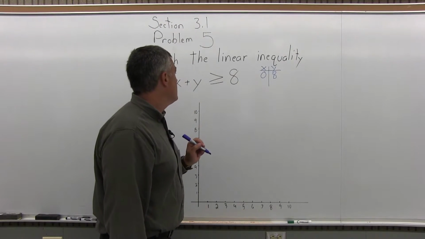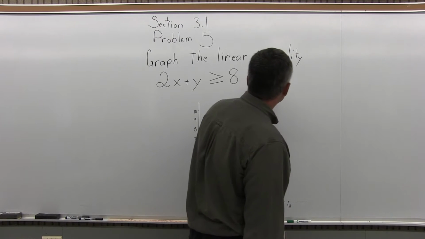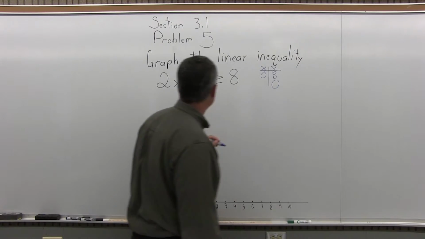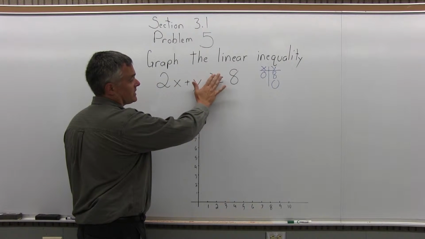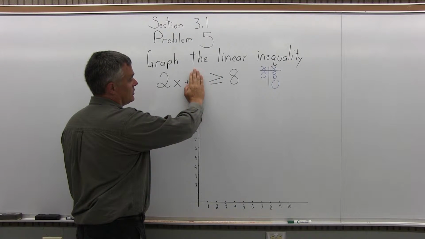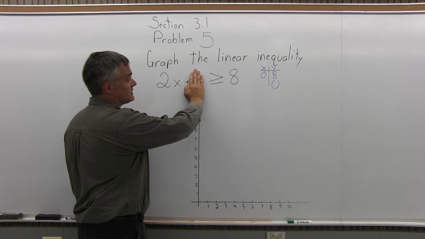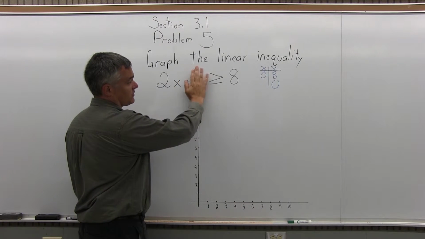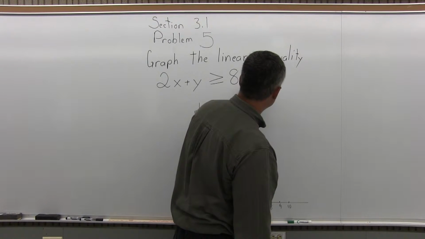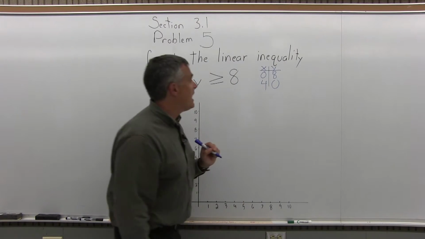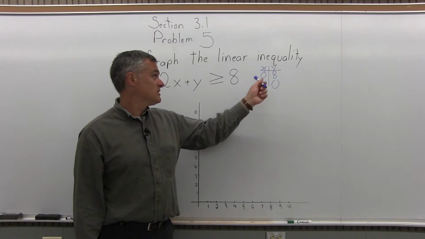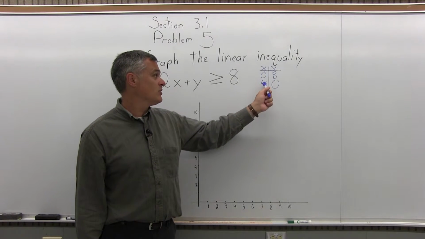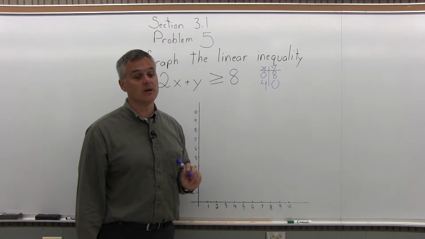And then, for another point, I can just choose 0 for y. If I choose 0 for y, it just goes away. Again, I'm pretending this is equal, so I have the equation 2x equals 8. So x must be 4, since 2 times 4 makes 8. Now I have 2 points that make the equation true: one, x is 0, y is 8, and the other point, x is 4, y is 0.